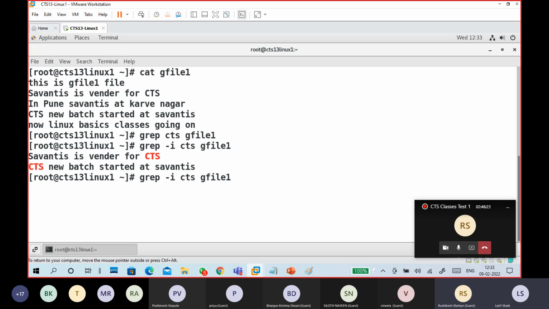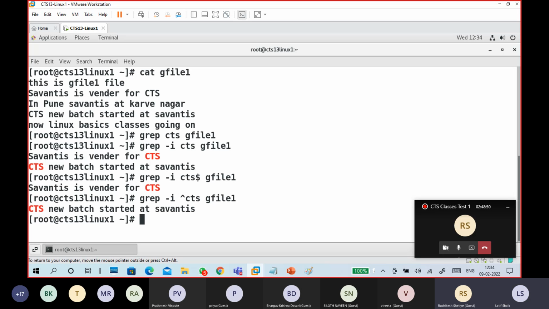I want to see the lines where CTS is at the end of the line. Dollar, end of the line. Now CTS must be at the start of the line. Cap, the CTS word must be at the start of the line. Display those lines only. Caps.